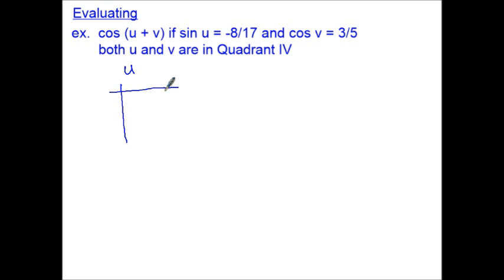So my opposite is going to be negative 8, my hypotenuse is going to be 17, and hopefully you recognize the Pythagorean triple there as 8, 15, 17. So basically there's my angle U diagram, triangle, whatever you want to say.